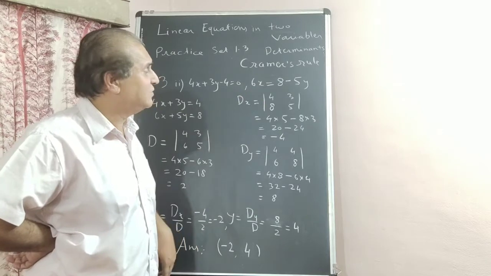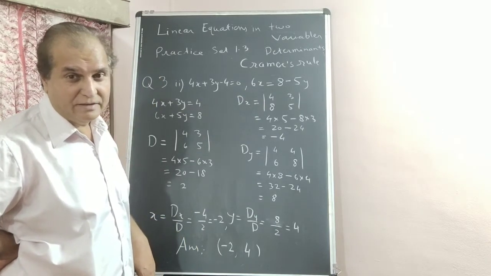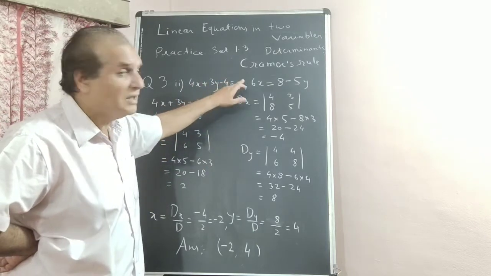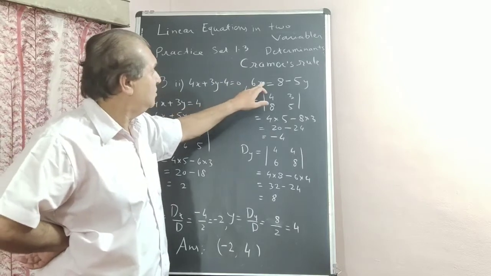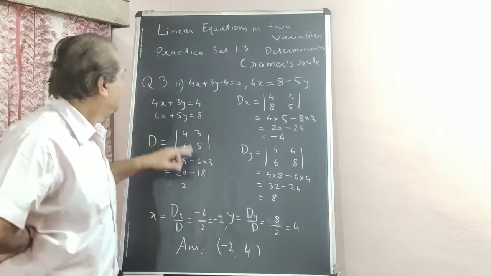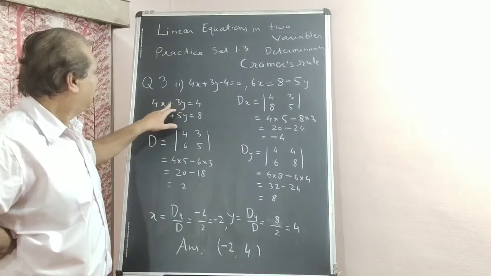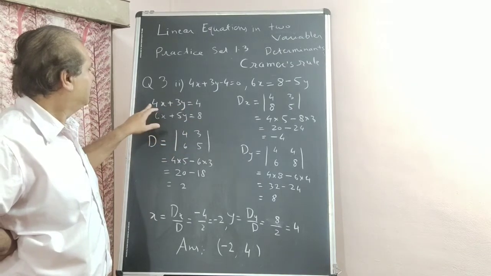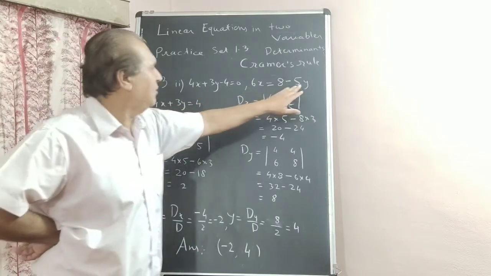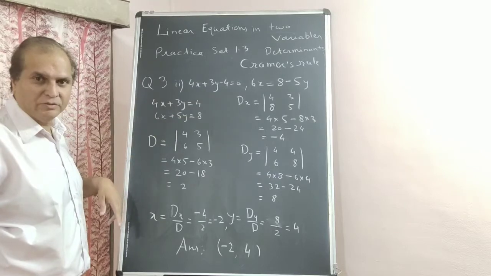6x equal to 8 minus 5y. The equations are not according to the formula. First we have to correct them: a1, b1 on this side, c1 must be on that side, a2, b2 on this side, we have to shift c2. So first we will correct the equations: a1x plus b1y equal to c1. Minus 4 shifting that side will become plus 4, and minus 5y we will shift to this side. So c1, c2 on this side, a1, a2, b1, b2.